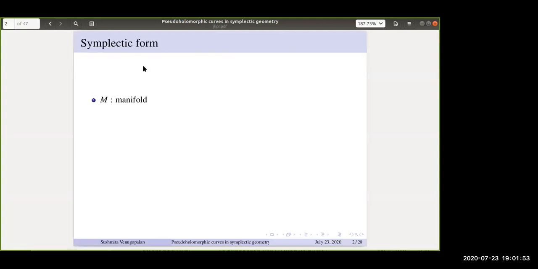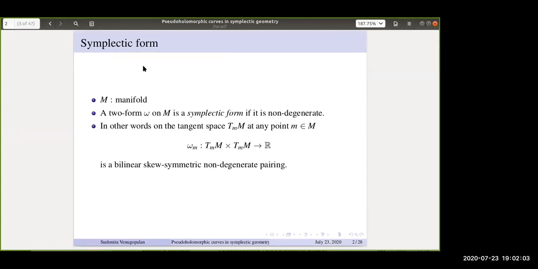So let me start by telling you what a symplectic form is. I assume you know what a smooth manifold is. So we start with a smooth manifold M, and a symplectic form is a two-form which is non-degenerate. In other words, what that means is that on every tangent space of this manifold, we have a bilinear, skew-symmetric, non-degenerate pairing. So omega at any point of M is this kind of pairing on the tangent space.